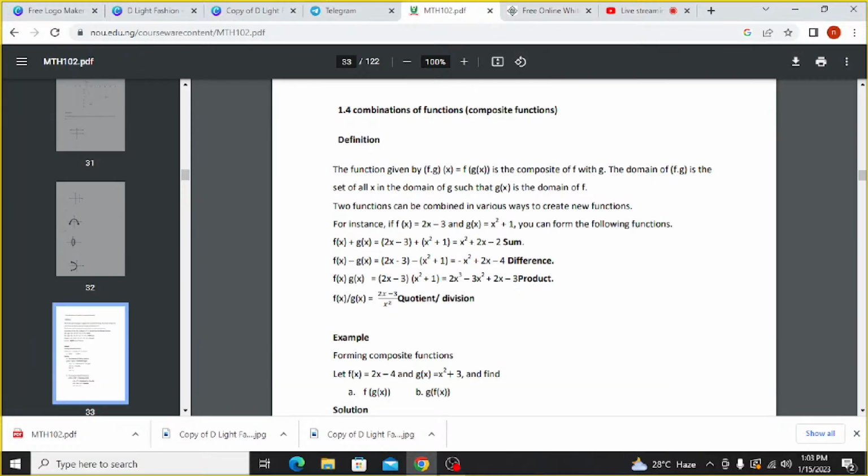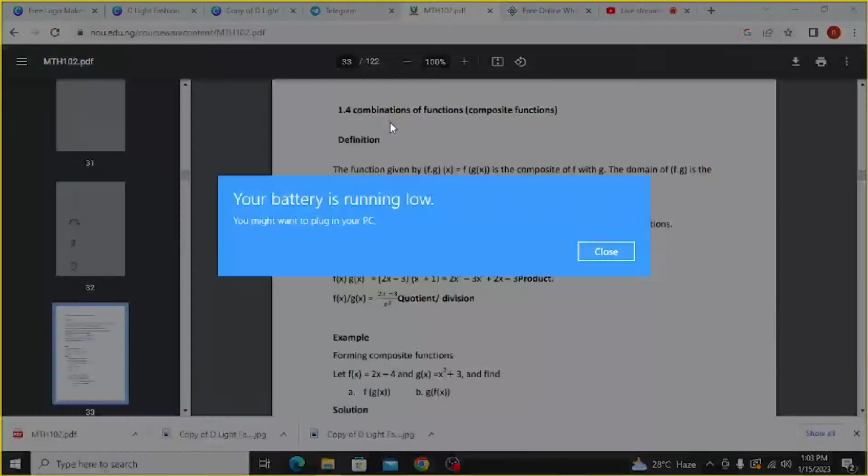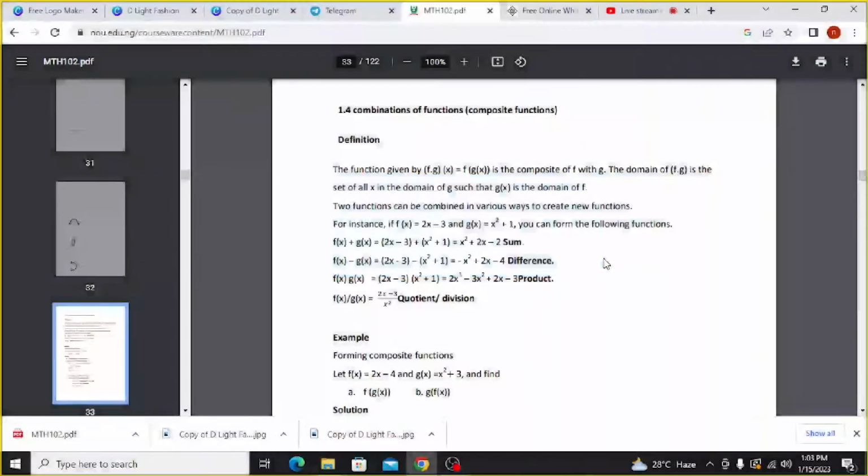The next one is product. Product means multiplication. So how to find our product? My PC is about to go off. My battery is low.